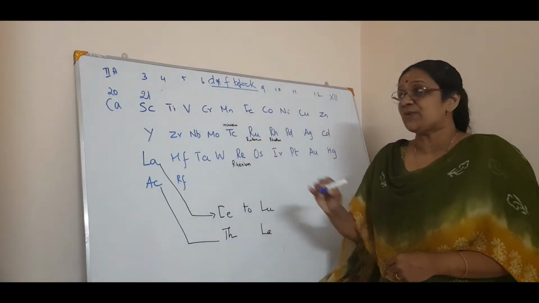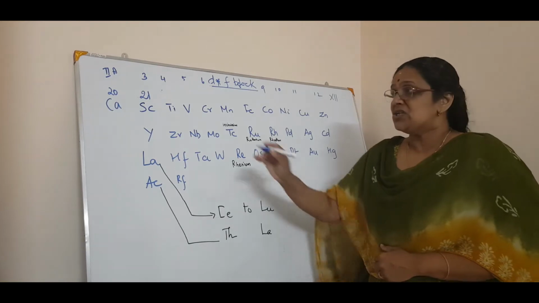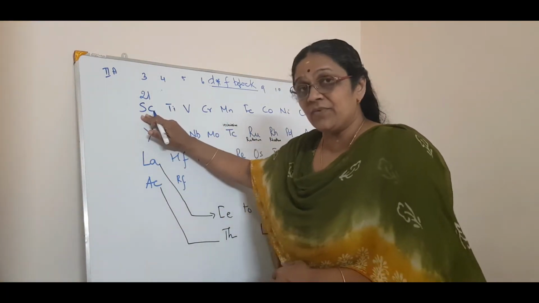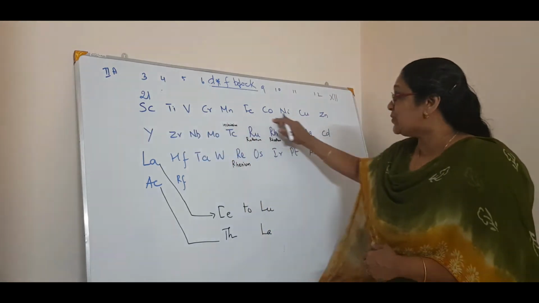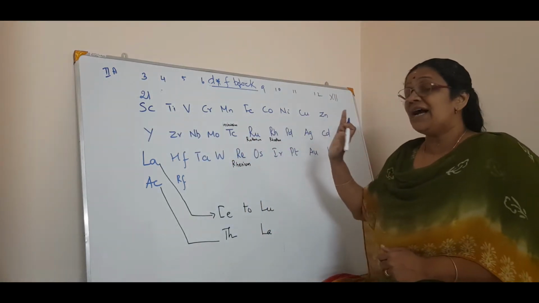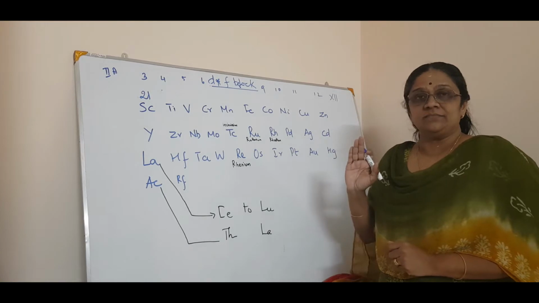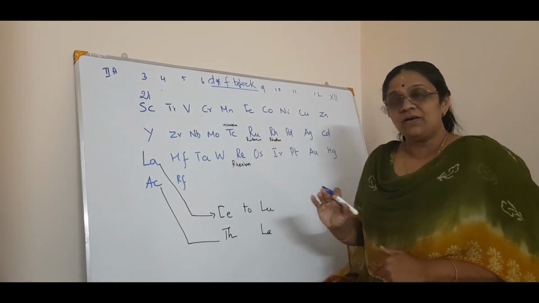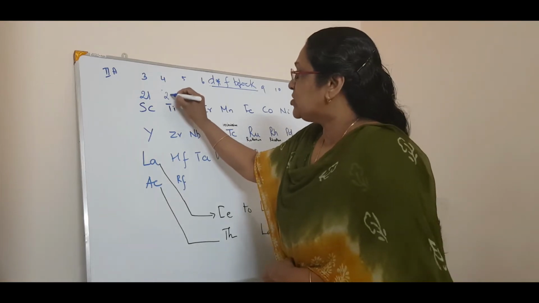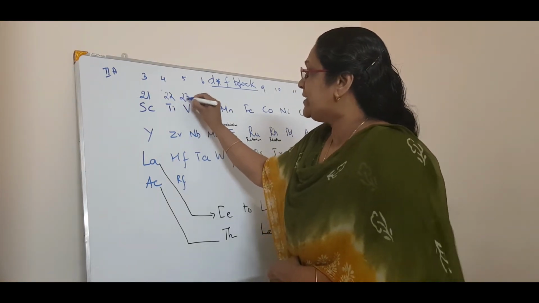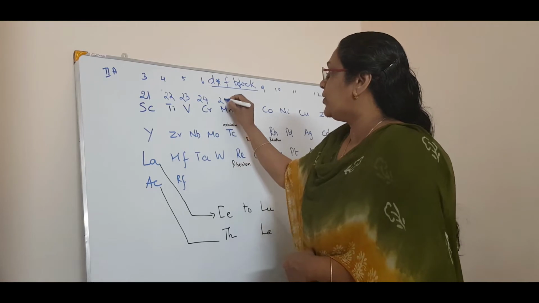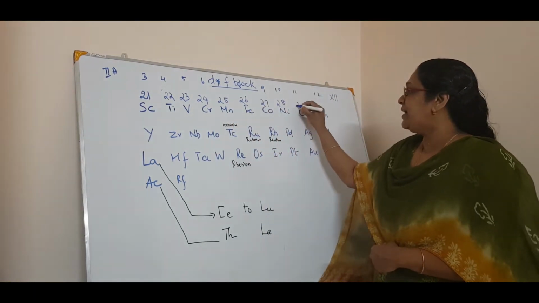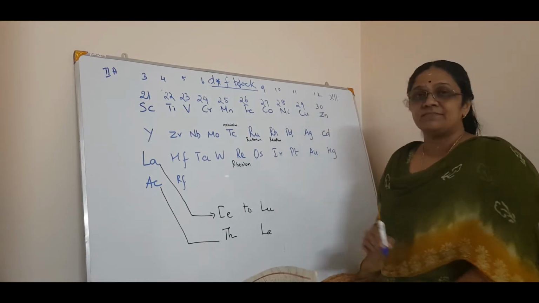Okay, calcium has 20 and scandium has 21. So forget about this calcium, you know better. So starting from scandium, at least this series you have to study the atomic number, because in coordination chemistry also it is applicable. Okay, so 21, then 22, then 23, 24, 25, 26, 27, 28, 29, 30.